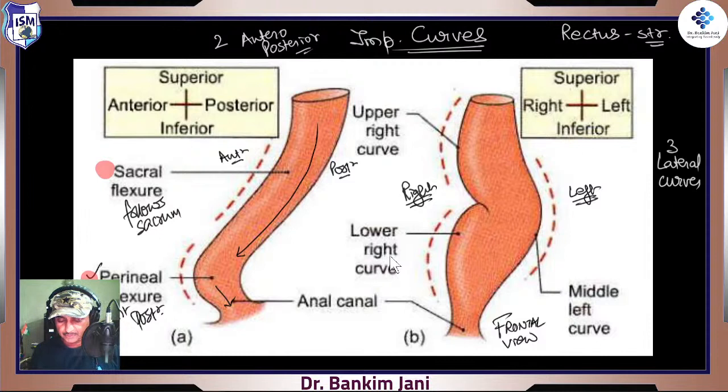So first curve is this. This is the first curve, right? Which is the upper right curve. Then comes this one, which is on the left hand side. So that is called the middle left curve. And then the lower right curve, right? Lower right curve. That's how it is formed, right? So these are the major curves.